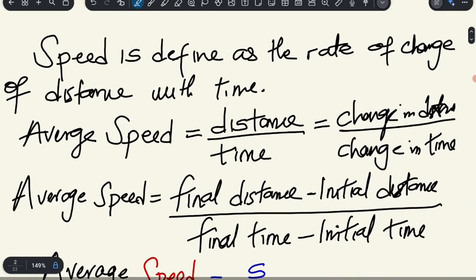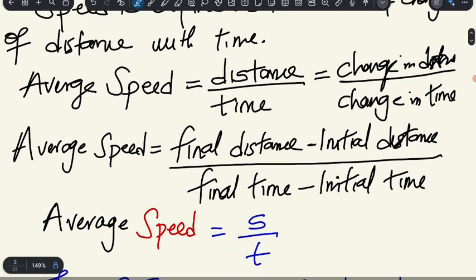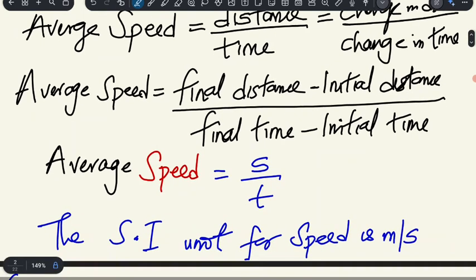Now, speed is defined as the rate of change of distance with time. Average speed is distance over time, which is change in distance divided by change in time. So we have average speed, which is final distance minus initial distance, divided by final time minus initial time. So the average speed formula is distance over time, where x represents the distance while t represents the time. Now the SI unit for speed is meter per second.